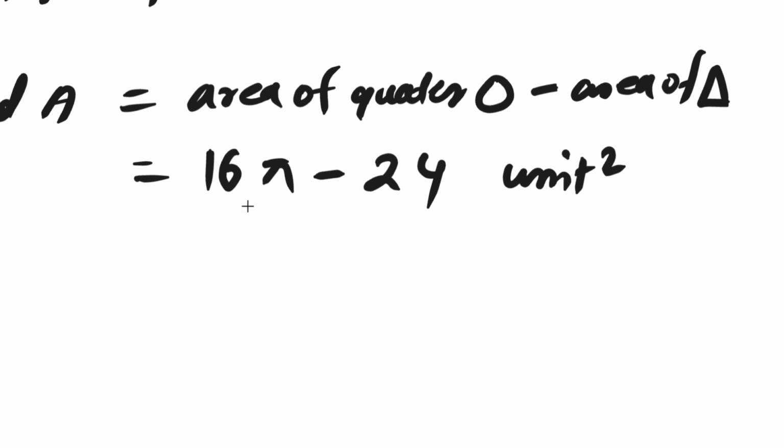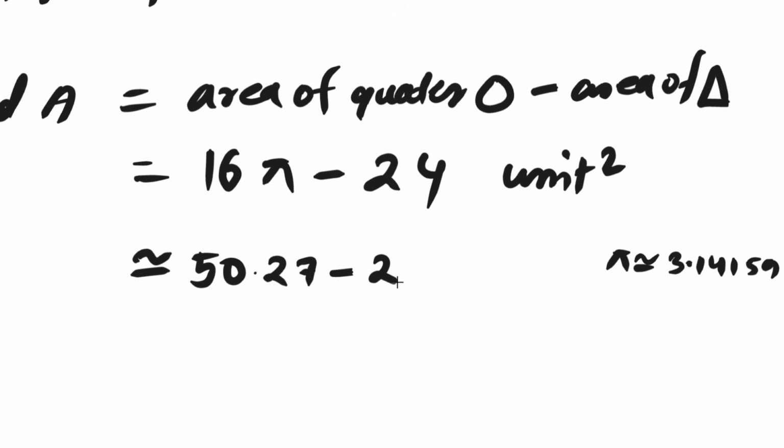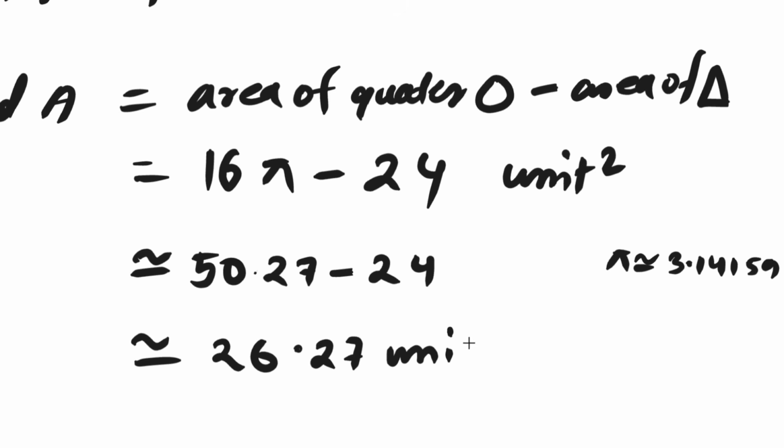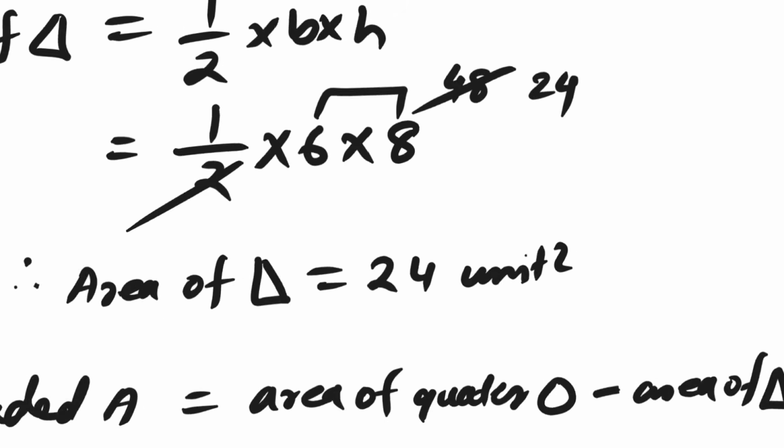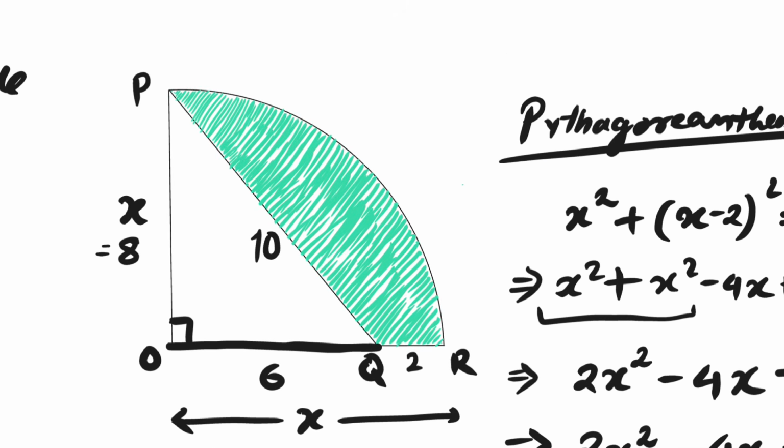If we want a decimal approximation, we can replace pi with approximately 3.14159. Multiplying 16 by 3.14159 gives approximately 50.27. Then subtracting 24 gives approximately 26.27. So the shaded area is approximately 26.27 square units.